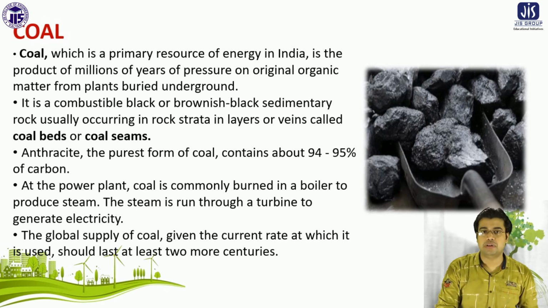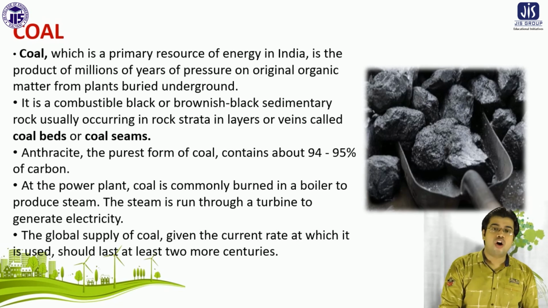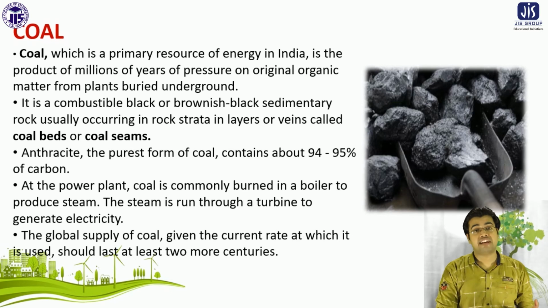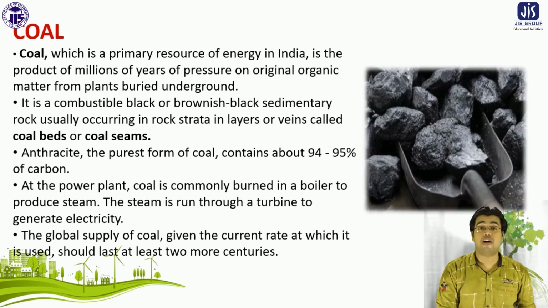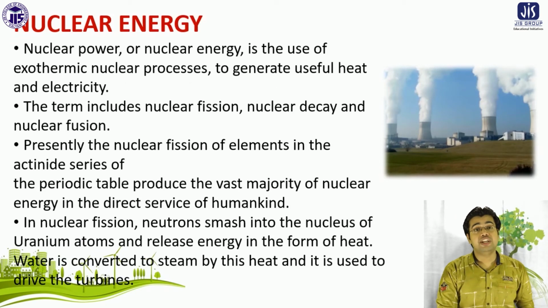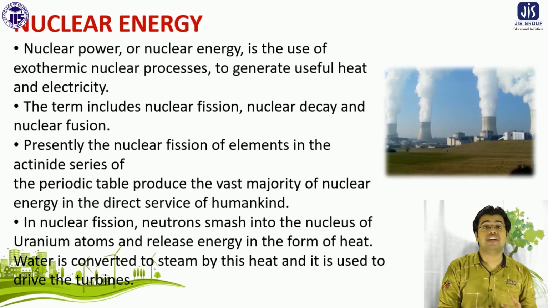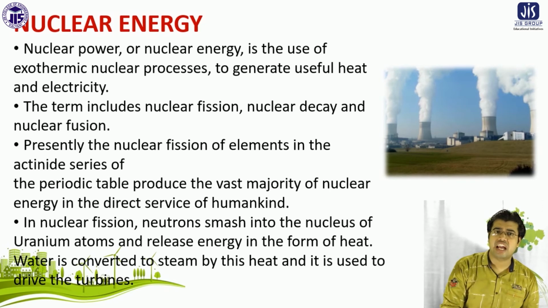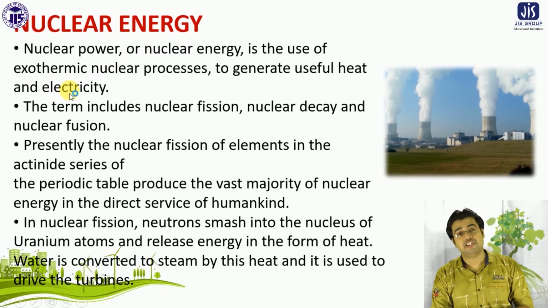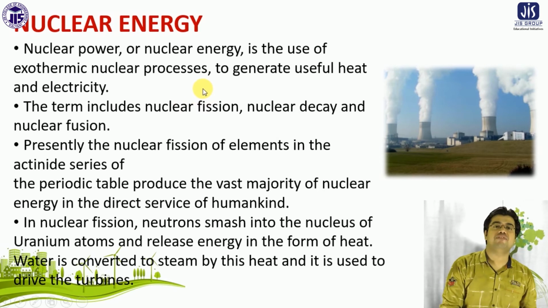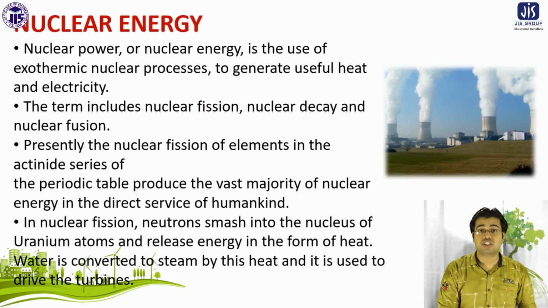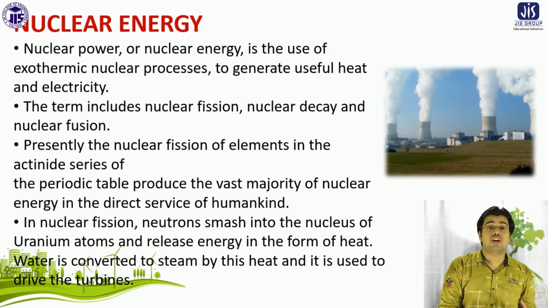It is a very important resource, but due to over-utilization of coal, or if we do not think about other resources to generate electricity, after a maximum of 2 more centuries, the resource will be finished. Next, nuclear energy. The nuclear power plant is also a big source of energy. Nuclear power or nuclear energy is the use of exothermic nuclear processes to generate useful heat and electricity. Fusion is the major process, with some kinds of fusion also there. Actinide series elements of the periodic table participate in that fusion reaction that produces a vast majority of the nuclear energy in the direct service of humankind.